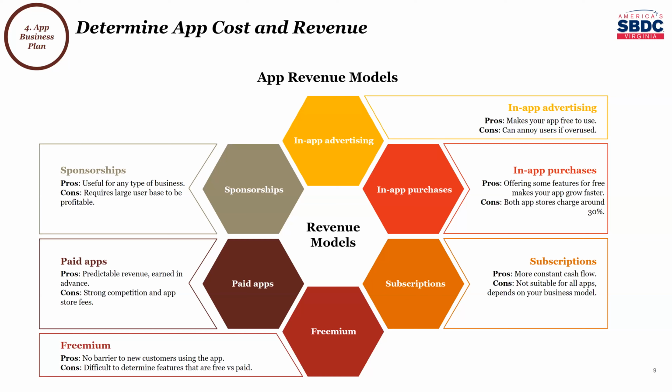Fifth are the paid apps. With paid apps, people have to purchase upfront before they can download and install your app. It's good because you're not giving the app away for free, and so you're going to get a predictable amount of revenue. If you've got 100 users, you're going to have $500 of revenue if it's $5 an app, and you're going to earn that in advance. You're also going to pay around 30% of that money to the app stores.